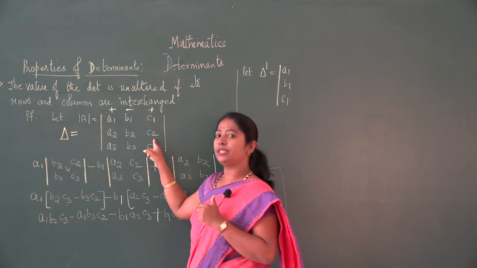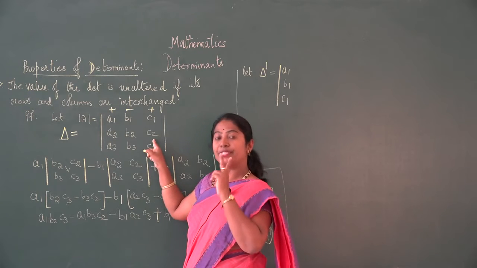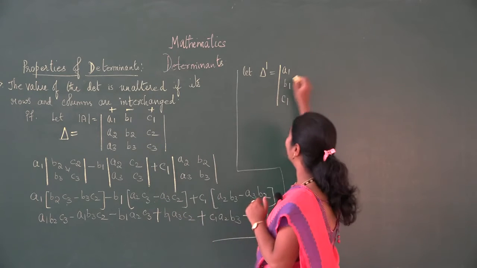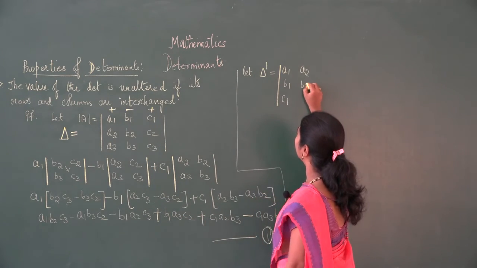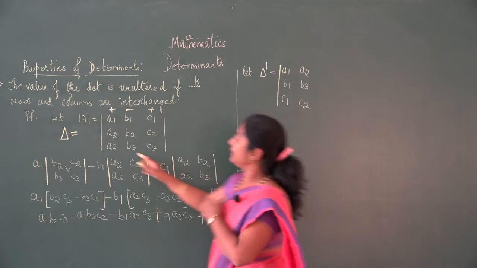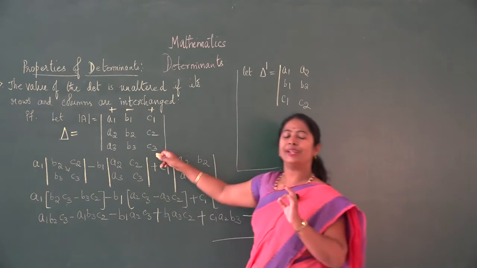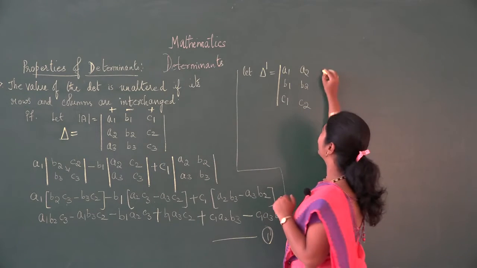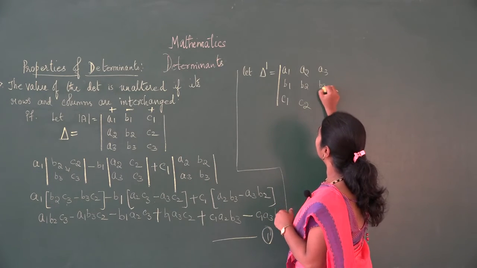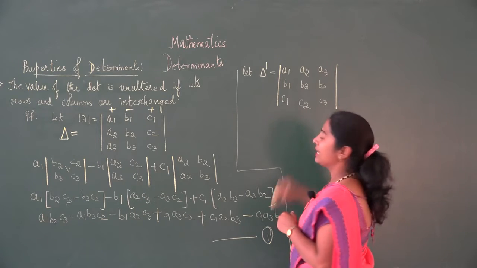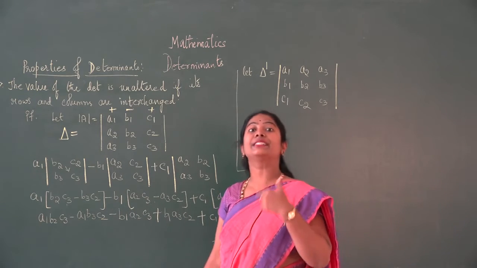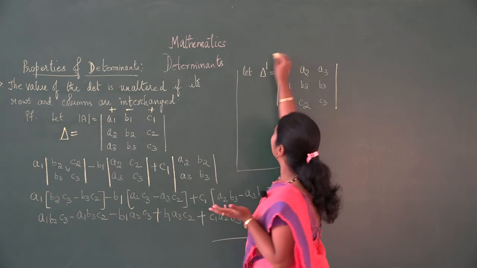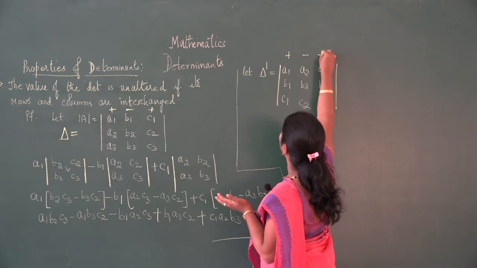A2, B2, C2 is which row? Second row. So that becomes the second column. That is A2, B2, C2. A3, B3, C3 is which row? It is the third row. And therefore it becomes which column? Third column, which can be written as A3, B3, C3. As I mentioned earlier, what are the signs associated to the elements? That is nothing but plus, minus and plus.